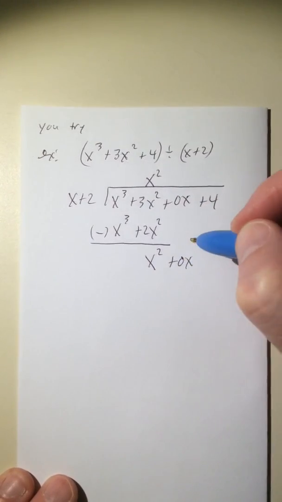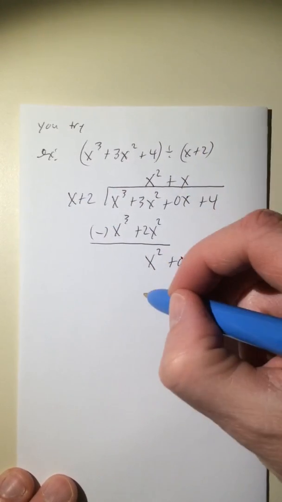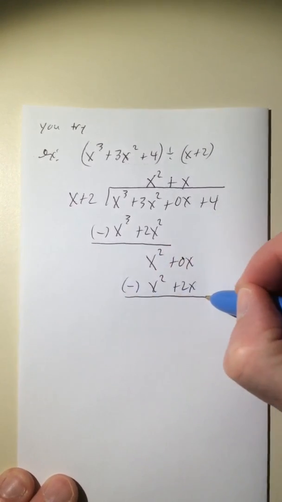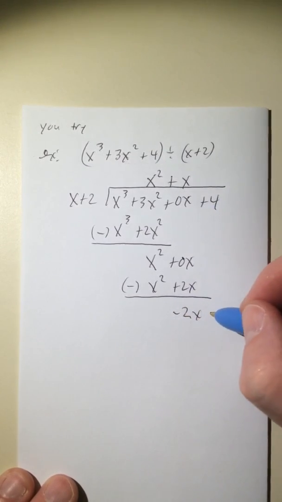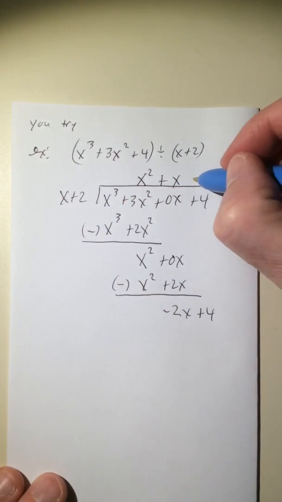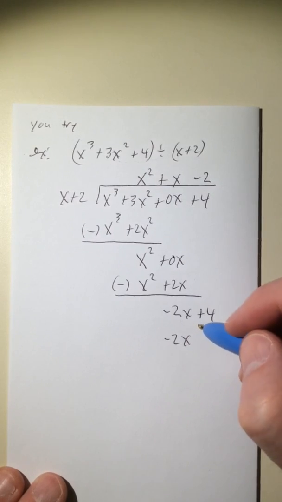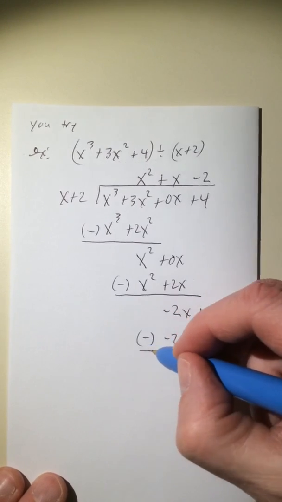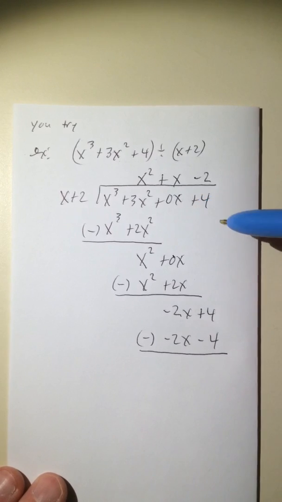Plus 0x. And x times x makes x squared, so put a plus x. X squared plus 2x, and we subtract. 0x's minus 2x's are negative 2x's, and we bring down the plus 4. And x times negative 2 will be negative 2x. So negative 2x minus 4. That's okay. Looks like we're going to have a remainder. I'm okay with that. I don't think I expected that. Nope, I think I should have had a negative 4 there, but that's okay.